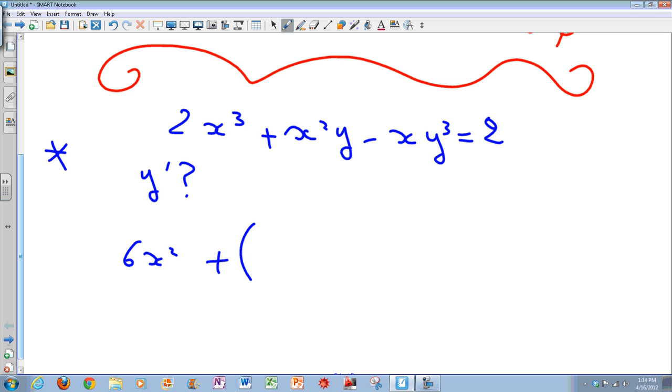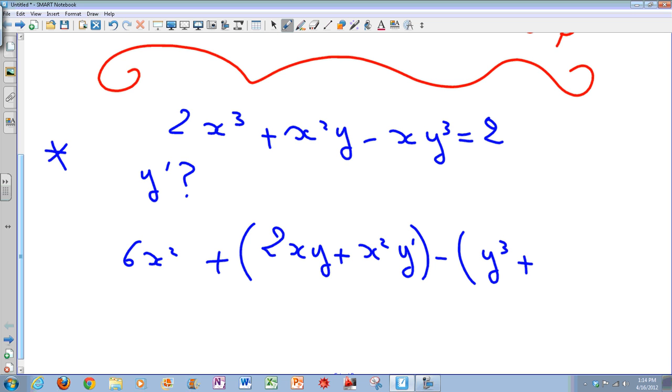Okay, so 2xy plus x squared y prime. Plus same thing for this, right? All right, so then that would be 1 times y to the third, equals x times y to the third, okay, plus x 3y squared y prime equal to 0.